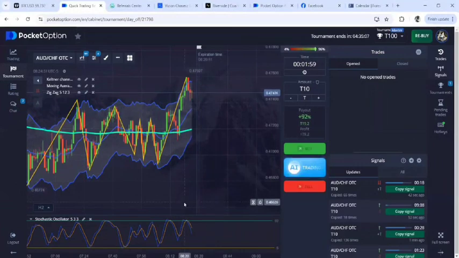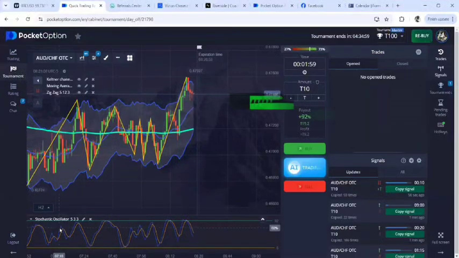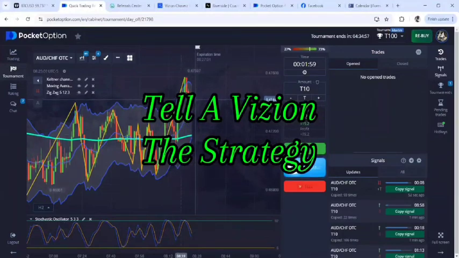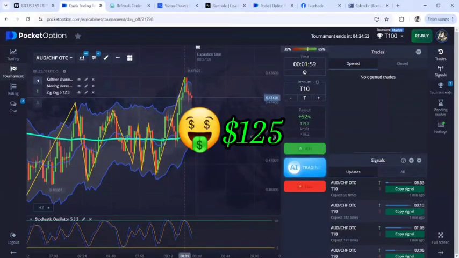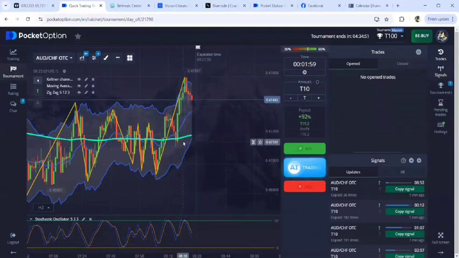So I decided to enter this tournament and test the strategy out in here. You see, this is like free practice, but if you're top 3, you can win the prizes. First place is like $125, second place is like $75, third place is like $50, right?